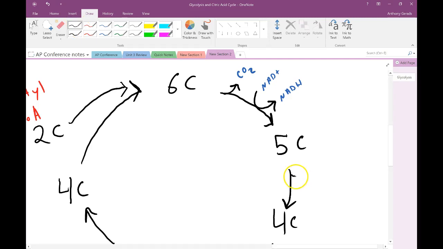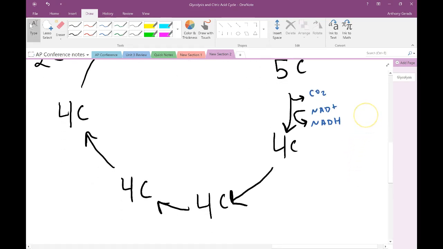Then, same thing happens right here. Okay? So, CO2 comes off because I lost a carbon. NAD plus comes in. NADH comes off. For what? Because we don't lose any more carbons. And then when it gets to that 4, 2 get added to it. So it just keeps going 6, 5, 4, 4, 4, 6, 5, 4, 4, 4.